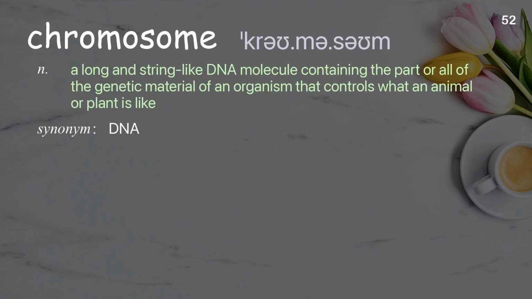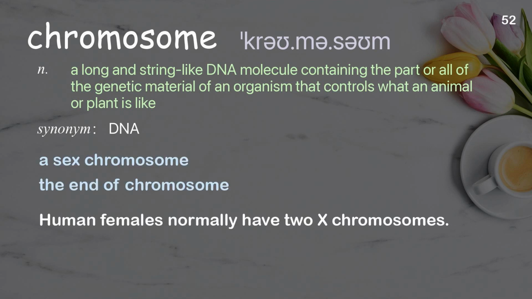Chromosome. A long and string-like DNA molecule containing part or all of the genetic material of an organism that controls what an animal or plant is like. Examples: A sex chromosome, the end of chromosome. Human females normally have 2 X chromosomes.